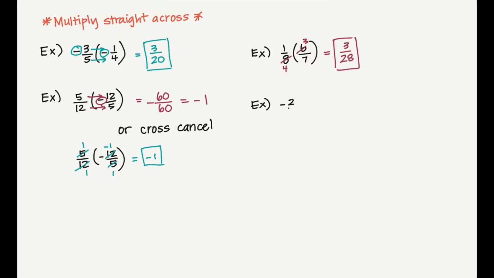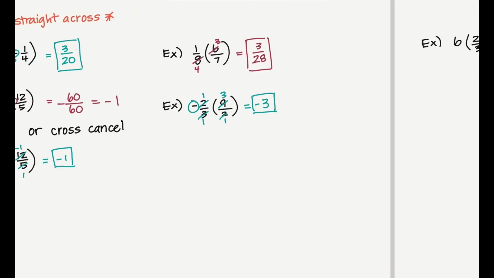Let's do one more example. How about negative 2/3 times 9 over 2? I can see that the 2's I can cross cancel. They both become 1's. And the 3 and the 9 I can reduce. So my final answer is going to be negative 3 because I have one negative sign.